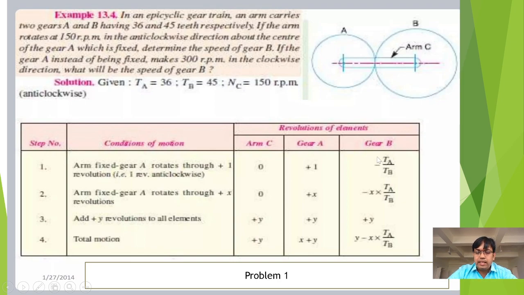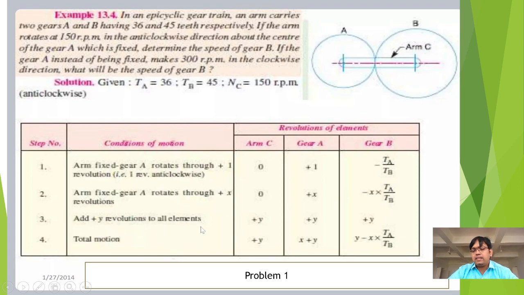Now, what is the number of revolutions of gear B in the first case? It is minus 1 into TA by TB, with 1 there because NA is equal to 1. Now, what is NA here? NA is x, therefore it is minus NA into TA by TB. You substitute NA as x, so it is minus x into TA by TB. This is how the number of revolutions of gear B can be calculated.